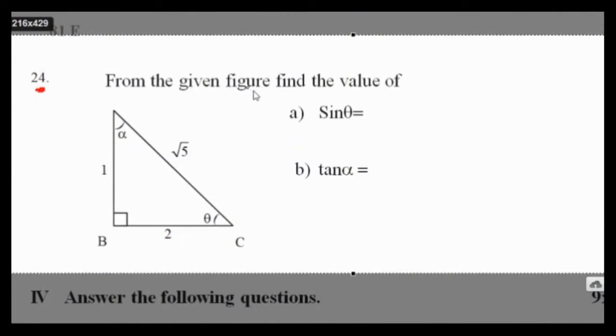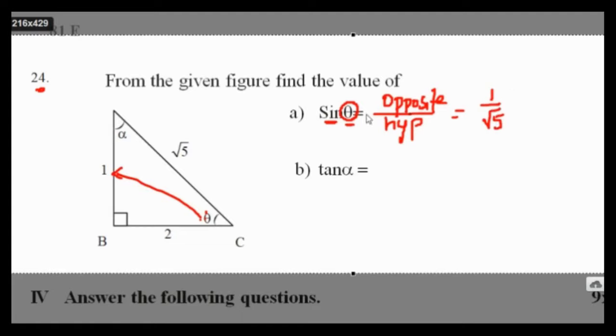Moving on to the 24th question. From the given figure, find the value of sine theta. So we have to know the ratio formula for sine. Sine theta formula is opposite side by hypotenuse. Opposite to theta, this angle; any symbol or alphabet followed by a trigonometric term will be the angle. So we have to check theta in the diagram, and check opposite and hypotenuse or adjacent based on this angle theta. So opposite to theta is 1 and hypotenuse is root 5, which is given in the question. So sine theta value is 1 by root 5.